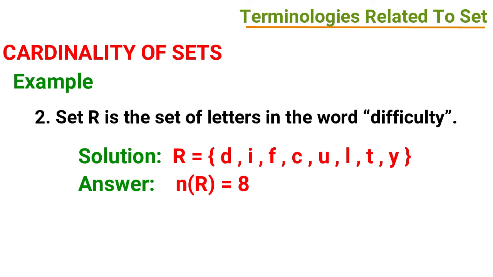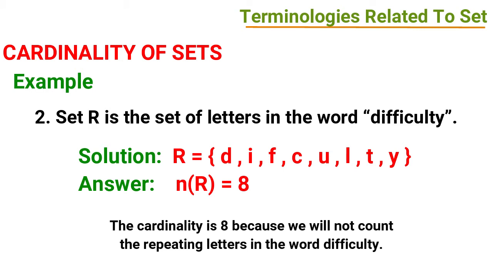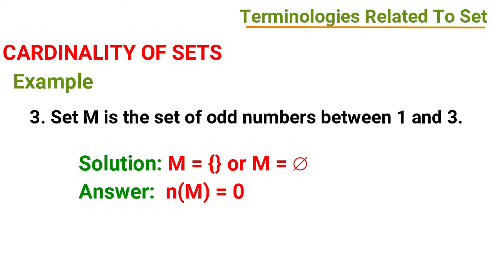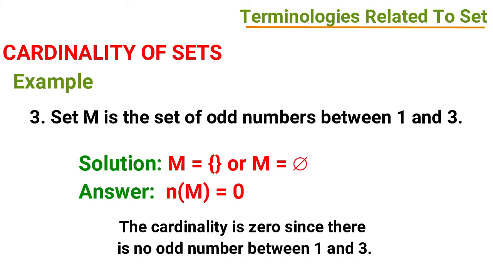In example number 2, set R is a set of letters in the word difficulty. The cardinality is 8 because we will not count the repeating letters in the word difficulty. So, we have only letter D, I, F, C, U, L, T, Y. And in the third example, set M is a set of odd numbers between 1 and 3. The cardinality is 0 since there is no odd number between 1 and 3.